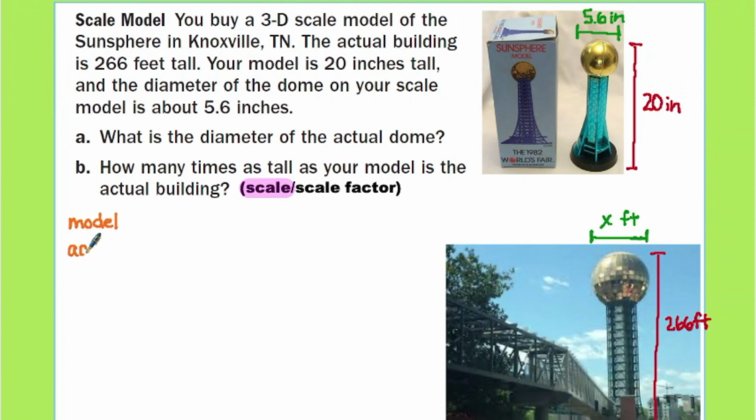Let's set that up. We could compare model to actual. You could go actual to model, as long as you're consistent on both sides. So for the height, the model is 20 inches tall, and the actual building is 266 feet tall. So we've got inches over feet. That doesn't bother me as long as I keep it inches over feet on the other side. Let's talk diameter. 5.6 inches is the diameter of the model, and I am looking for the actual diameter, and that will be in feet.